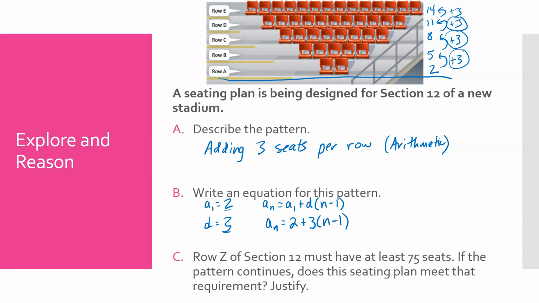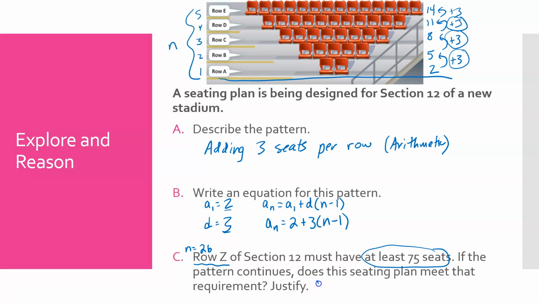For example, here it says row Z of section 12 must have at least 75 seats, so 75 or more. If that pattern continues, does the seating plan meet the requirements? Please justify. First we'd have to figure out what row number row Z was. Row A was 1, B was 2, C was 3, 4, 5. These represent my n values. If I can figure out what number row Z is, then I would just substitute that in for n. I know that there are 26 letters in the alphabet, so Z is 26.